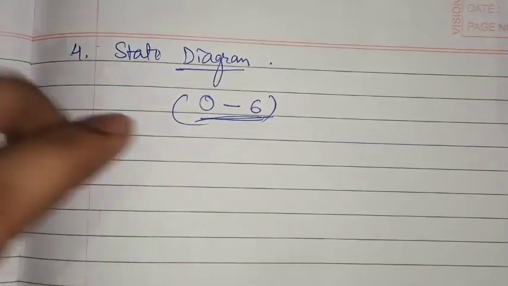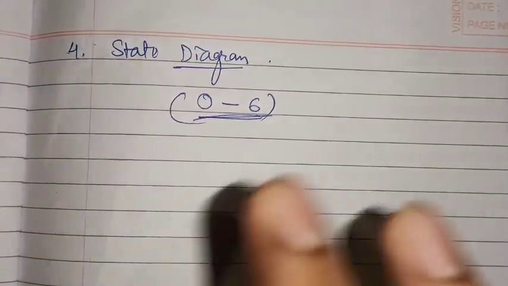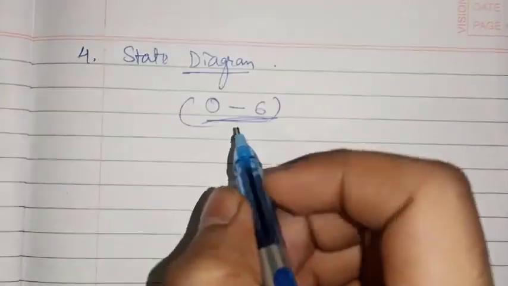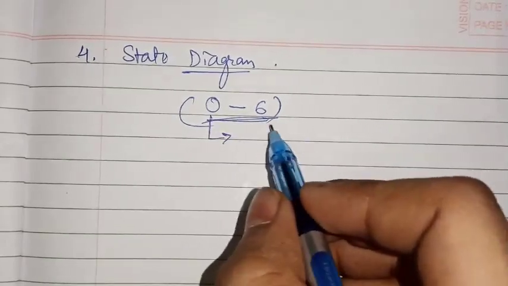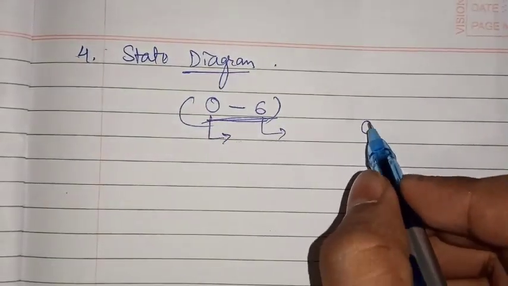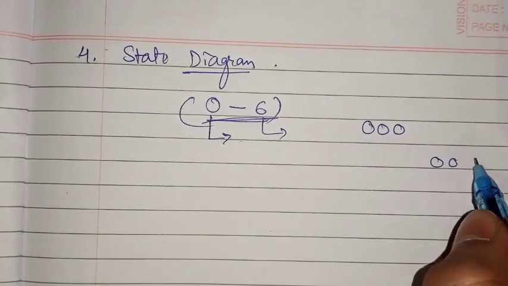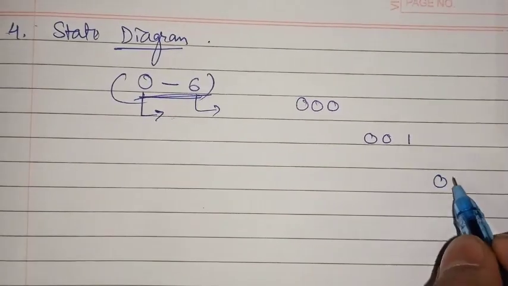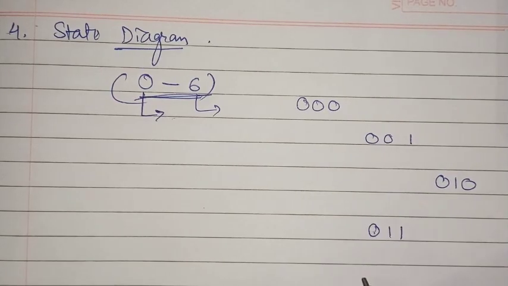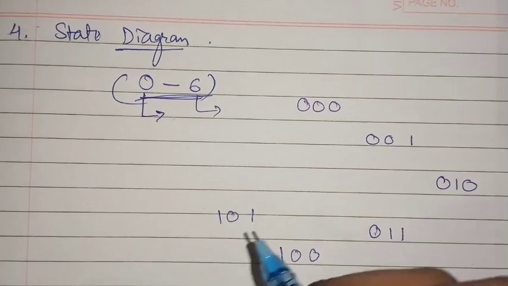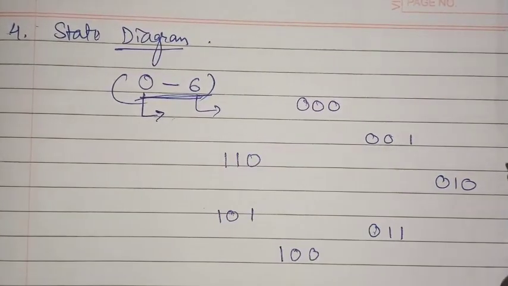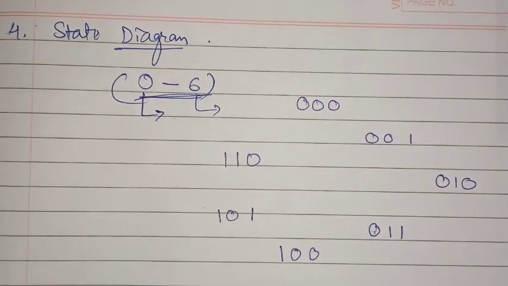We'll be figuring out how we can do it in Logisim. Just sit back and observe what is going on. So we need to display 0 to 6. Our first state is 0 0 0, right? Because 0 in binary is 0 0 0. Then our next state would be 0 0 1, then 0 1 0, then 0 1 1, then 1 0 0, then 1 0 1. So the final state would be 1 1 0. So these are all the 7 numbers that we are going to display on a display.